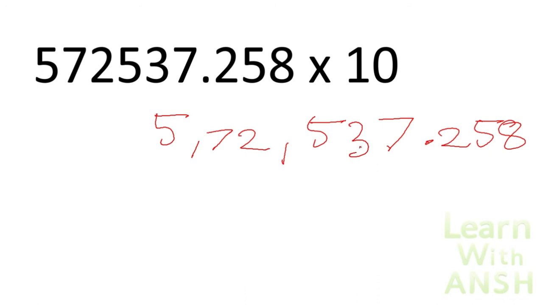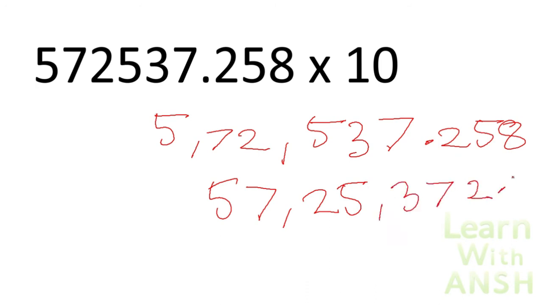since our mnemonic tells us that when we do multiplication, our decimal point will shift some places to the right, and how many places depends on the number of zeros in the power of 10. So here we are doing multiplication, so we shift to the right. I'm recollecting it again and again. So 5,72,537.258 will become 57,25,372.58, since our decimal point has shifted one place to the right.